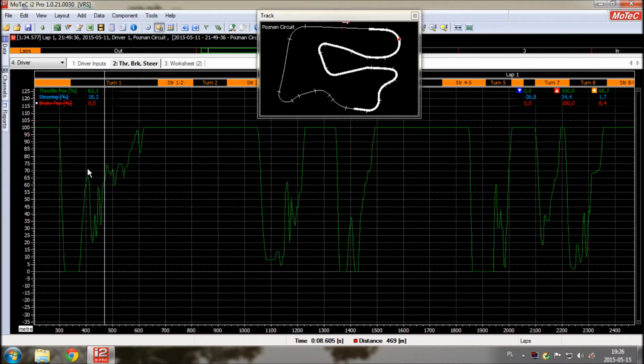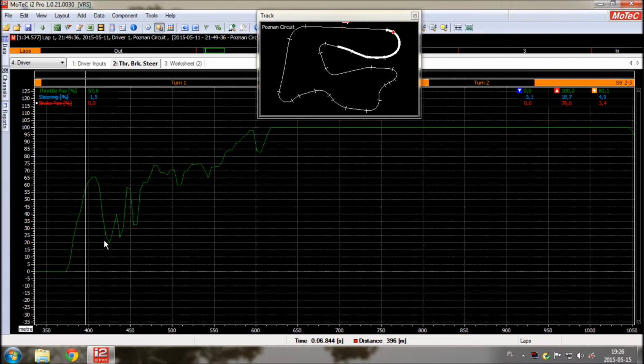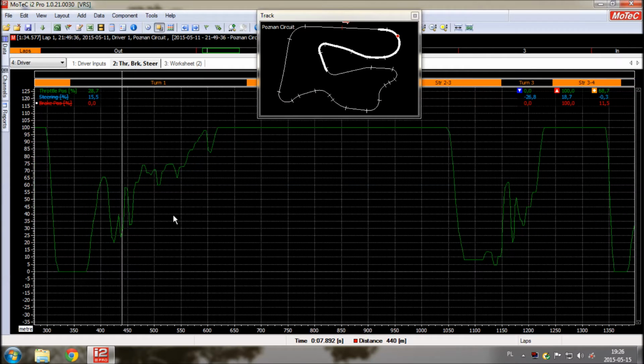And what can we see in turn number 1? We can see that the driver starts applying throttle, and he reaches about 65% of the throttle here. So you can see that it's like turn entry, still turn entry. And what happens? He eases off the throttle up to 20%, then again, and basically it's a mountain, right?